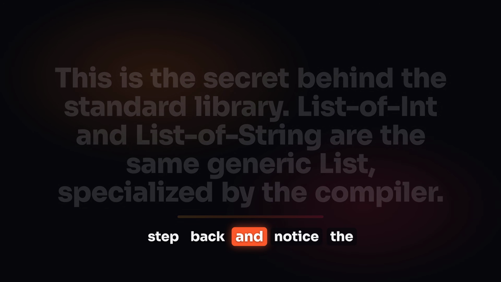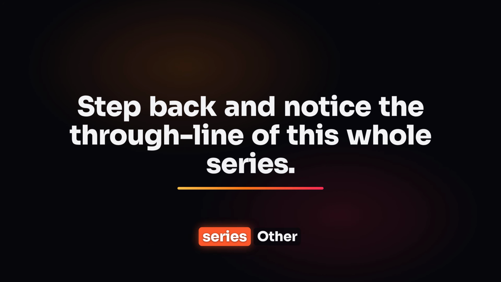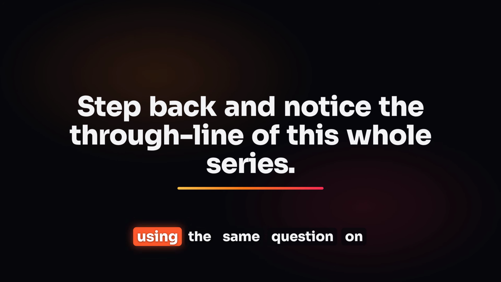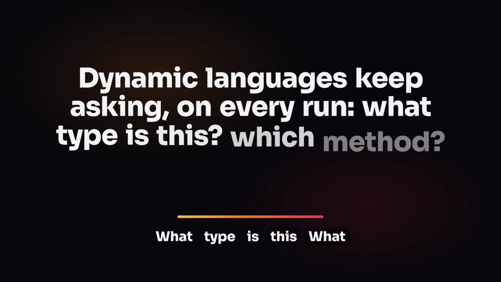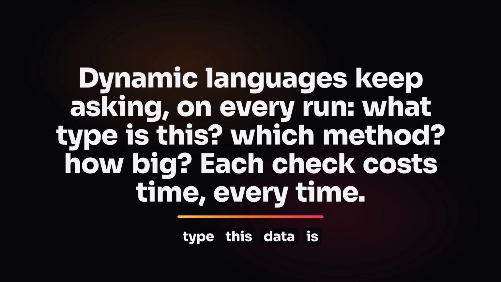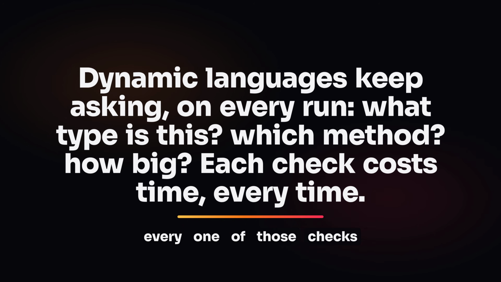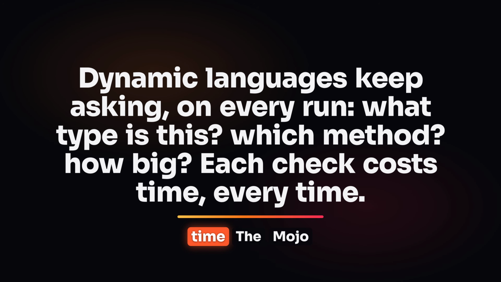So step back and notice the through line of this entire series. Other dynamic languages keep asking the same questions on every single run. What type is this? What type is this data, and what methods can I call on this data type? How big is this thing? And every one of those checks costs performance time.